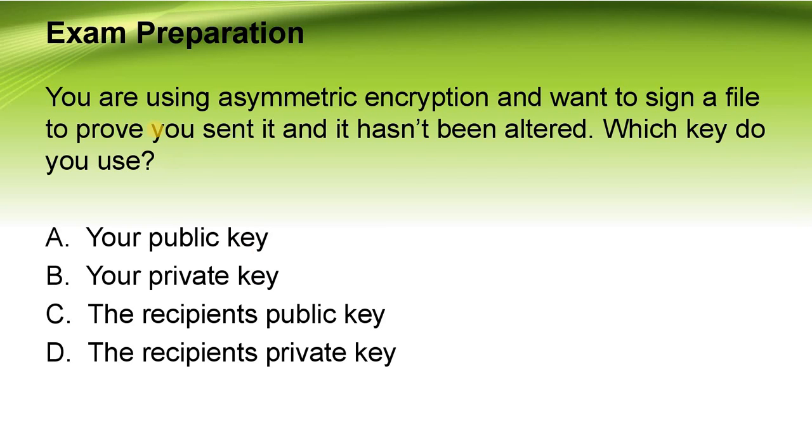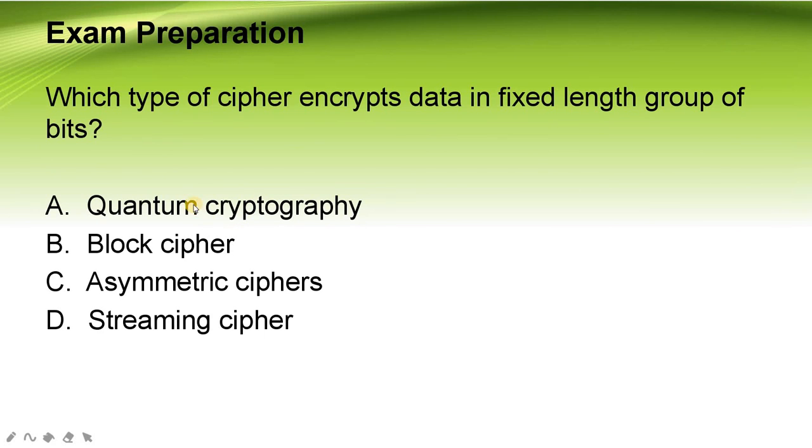Exam preparation. You are using asymmetric encryption and want to sign a file to prove you sent it and it hasn't been altered. Which key do you use? B, your private key. The answer is B, your private key. Exam preparation again: which type of cipher encrypts data in a fixed length group of bits? The answer is B, block cipher.